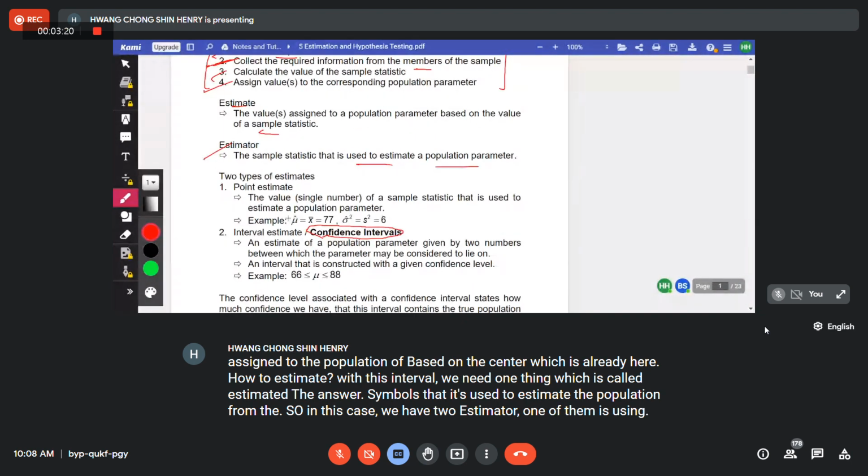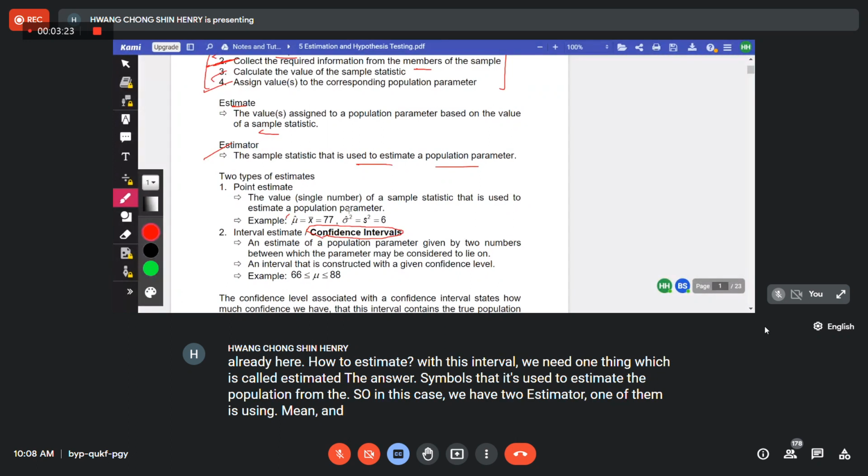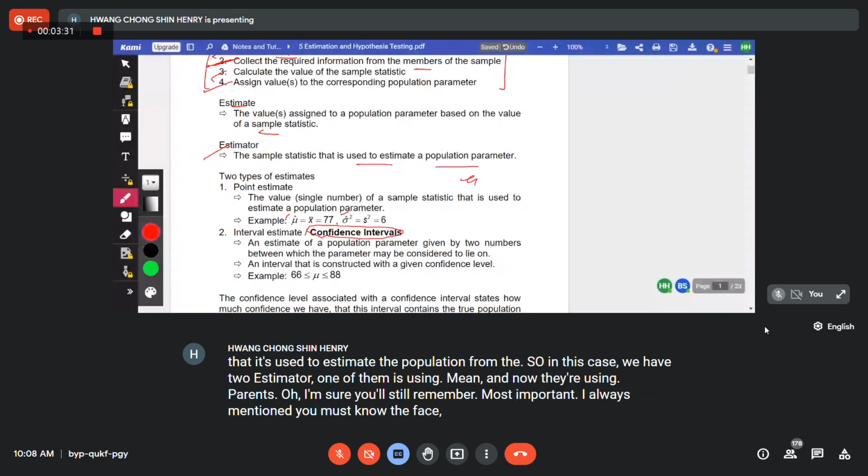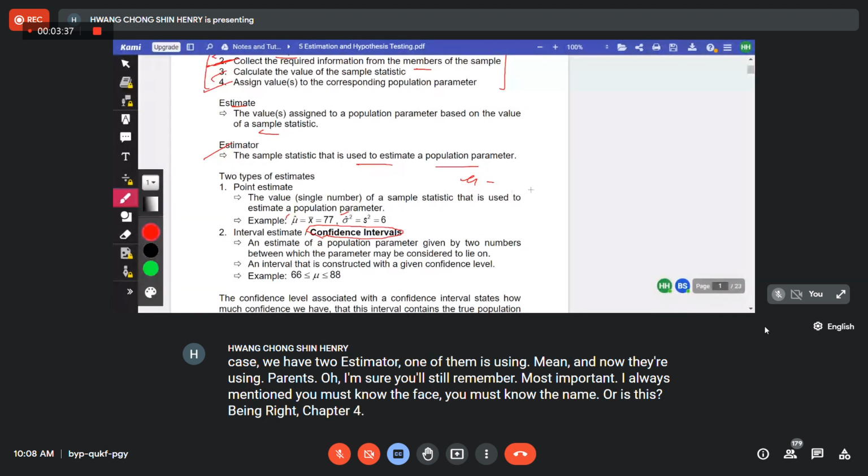One of them is using the mean, and one is using the variance. Now, I'm sure you all still remember this symbol, right? I always mention, you must know the face, you must know the name. What is this? Mean, right? Chapter 4. Is this sample or population? Population.